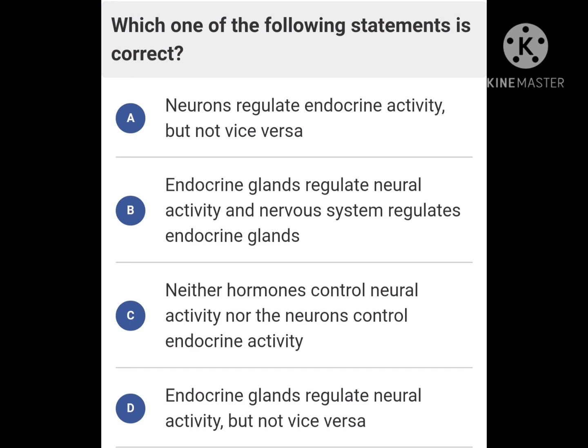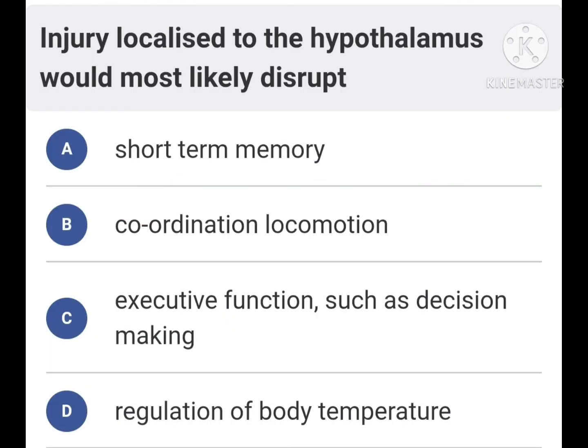Option B, that is endocrine glands regulate neural activity and nervous system regulates endocrine activity, is the right answer, guys. So B is the right option. Okay, let's see our next question.